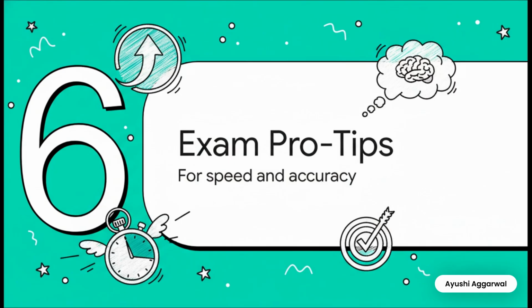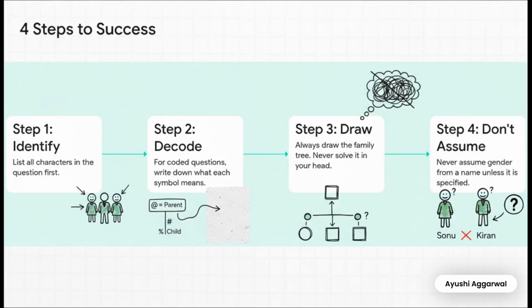So there we have it. We've solved all 3 major types of blood relation questions. I really hope you're feeling a lot more confident now. But before we finish, I want to give you a few final pro tips that will help you save time and, most importantly, avoid silly mistakes in your exam. I want you to remember these 4 simple steps to success.